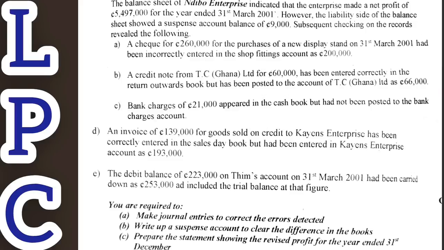Though the correct entry has been made at the credit side of the bank column as 260,000, instead of making the same 260,000 at the debit side of the shop fittings account, they recorded 200. So what is happening here? One part of the account has been reduced. So here it becomes a single-sided error, because the correct entry has been done on one side, but the other has been reduced instead of posting the correct figure. So here it can be an undercasting error. I hope that is clear.